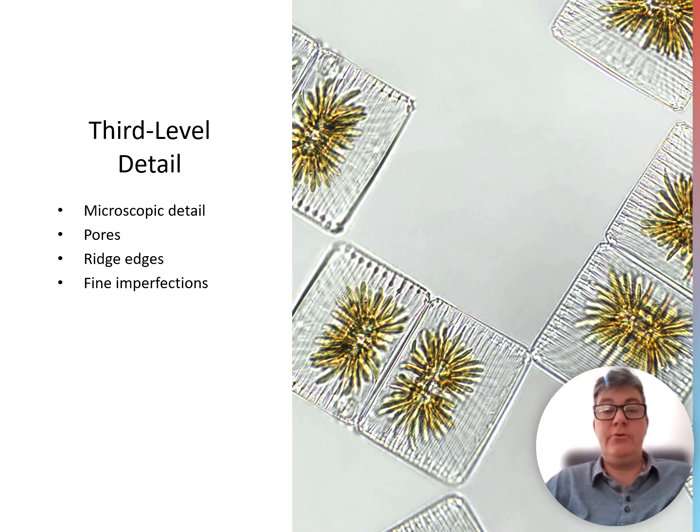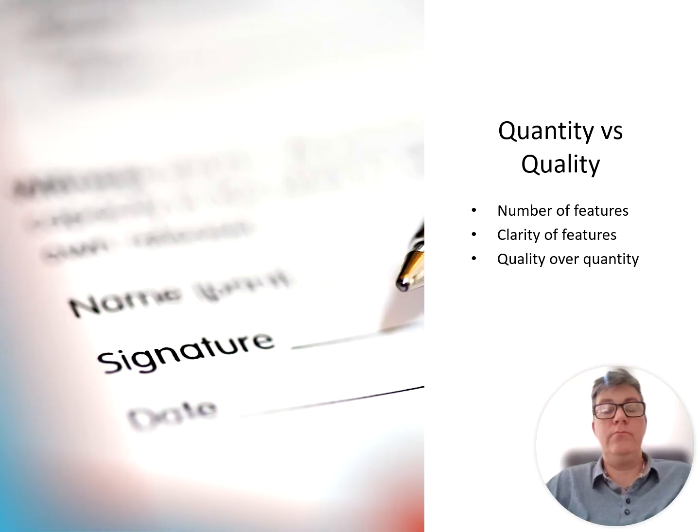Third-level detail includes very fine characteristics that require magnification to observe. These features provide additional support for identification but depend heavily on image quality. Both quantity and quality of features matter, but quality is often more important. A few clear, well-defined features can provide stronger evidence than many unclear ones.